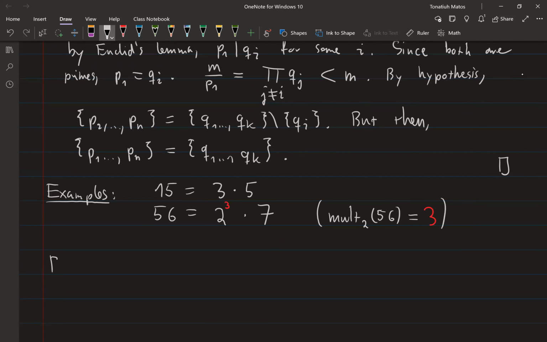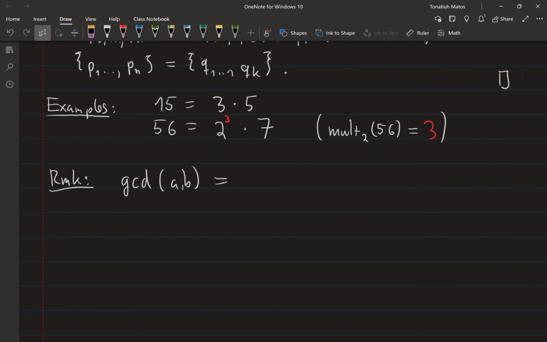And here's a remark. The greatest common divisor between two numbers, if you were to factor this number into primes, how do you think this is related to the factorization of A and the factorization of B? And if you think about this, it's actually not too hard to see that if you just multiply over all primes, then this is the prime, and you take the least multiplicity, right?